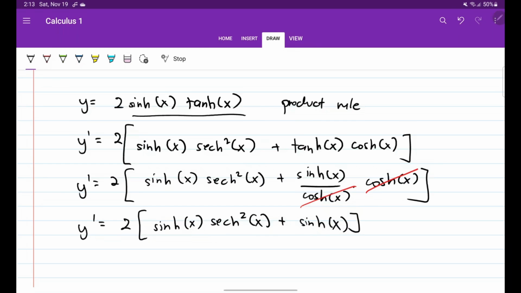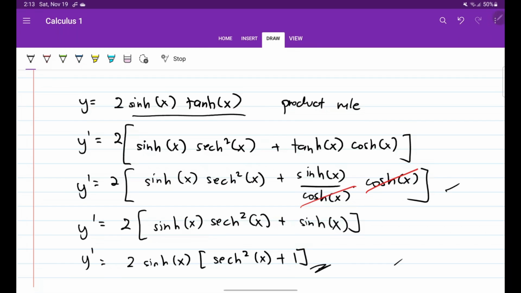And we can just simply factor out things. So we have y prime is equal to 2 sinh x times sec squared x plus 1. Okay? So ito na yung magiging final na derivative natin of 2 sinh x tanh x. Okay? So we just used the product rule and simplified some terms to get to the final answer.